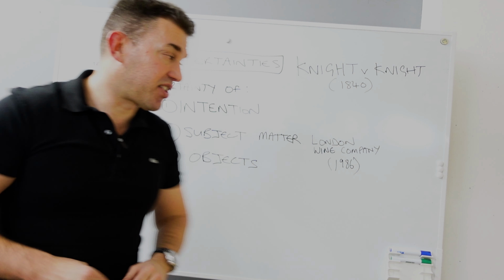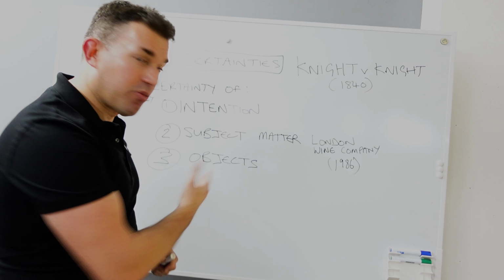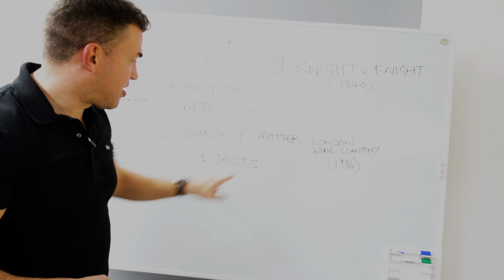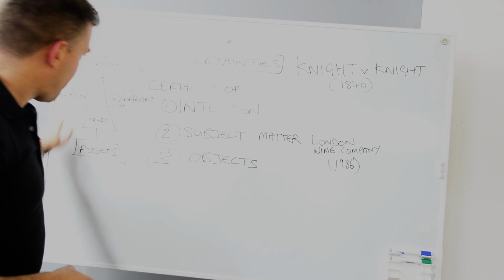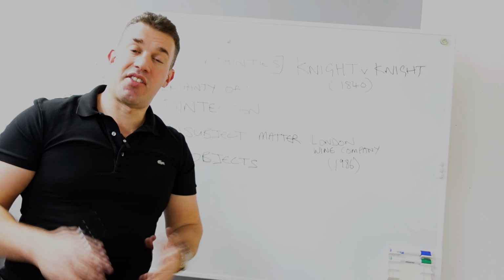So that's the three certainties. That's all you need in order for a trust to work. As clearly demonstrated on my whiteboard for you, certainty of intention, subject matter, and objects, as per the Holy Trinity of the three parties to the trust, and as per Knight versus Knight in the 19th century.